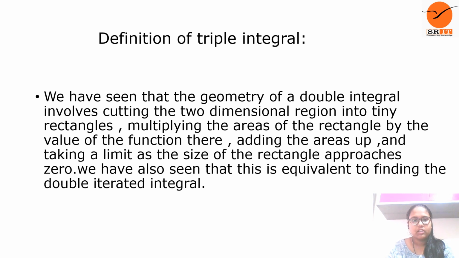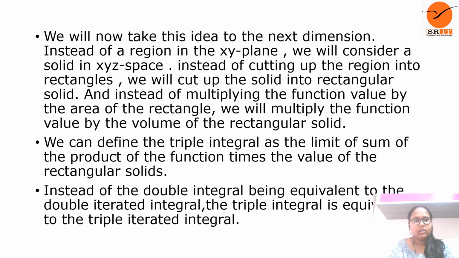We have seen that the geometry of the double integral involves cutting the two-dimensional region into tiny rectangles, multiplying the area of the rectangle by the value of the function there, adding the areas up and taking a limit as the size of the rectangle approaches 0. We have also seen that this is equivalent to finding the double integral. We will now take this idea to the next dimension.